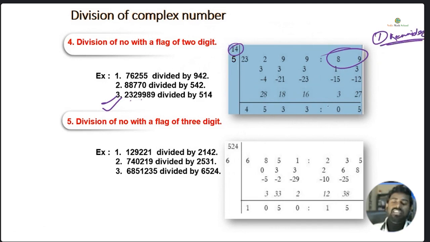Now, what is the second difference? The second difference is in the quotient. Earlier, when you had a 4 only, you were multiplying this 4 with 4 and subtracting here, right? Now, because you have a 2-digit number, you have to multiply with 2 digits. So first understand here how you are going to multiply this.